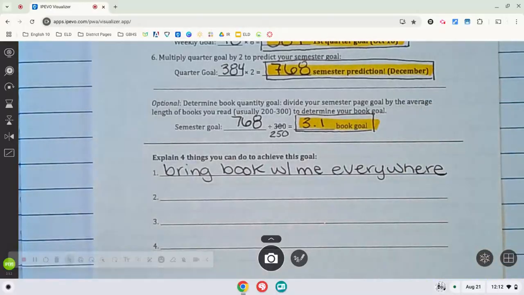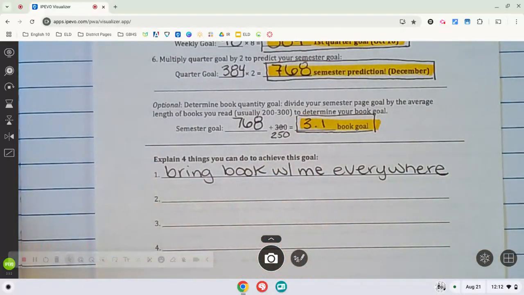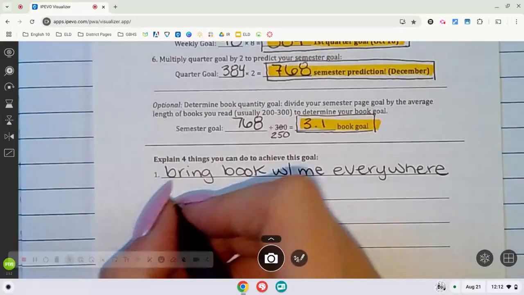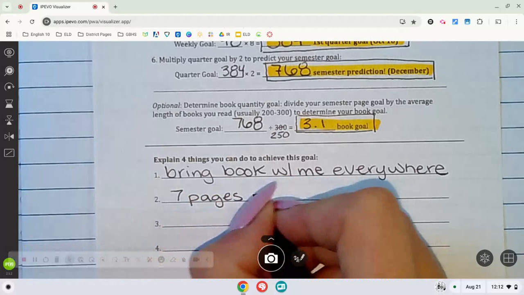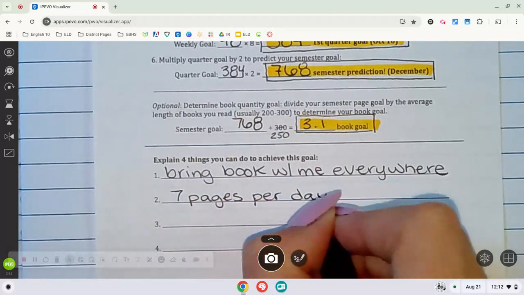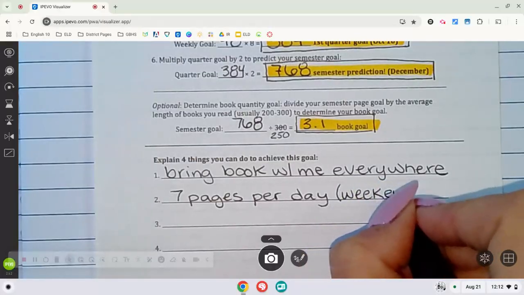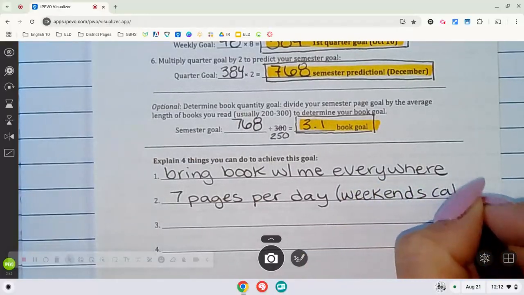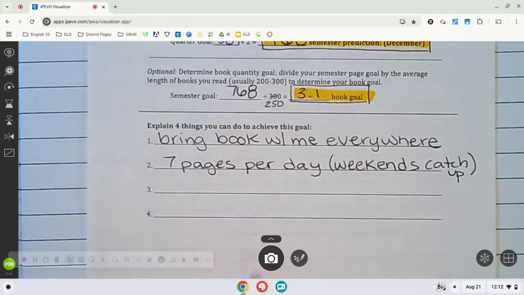If I take it to math class and I finish early and I've got 5 minutes before the bell rings, I can pull my book out and read for 5 minutes, and it's definitely going to get me to that goal. Maybe I focus on, so if I do 48 and I divide it by days of the week, I'm looking at about 7 pages per day. And then maybe I use weekends to catch up. Okay, think of different things that you can do to try to achieve this.